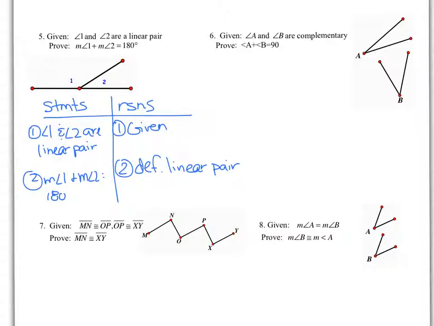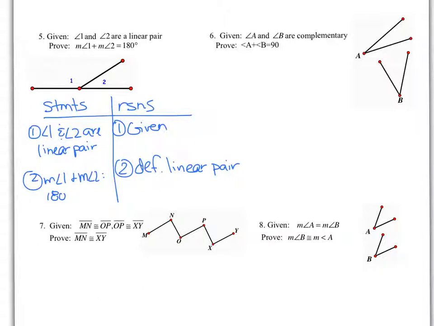Now I think technically linear pair says that they are supplementary. So if you wanted to say that measure of angle 1 and measure of angle 2 are supplementary, and then do step 3 that they equal 180 by definition of supplementary, that would be fine too.